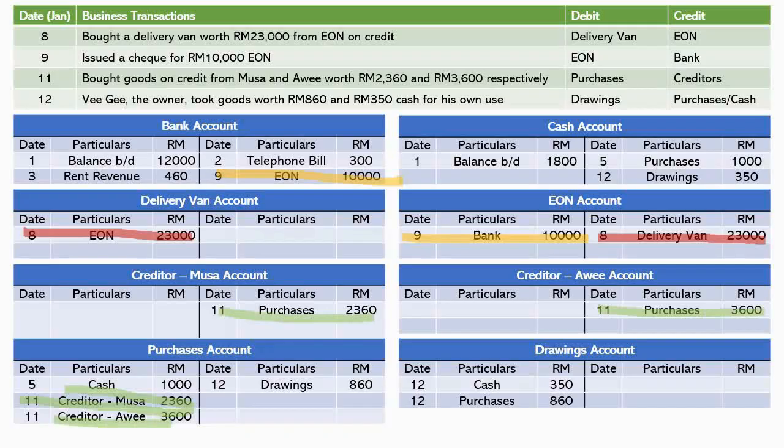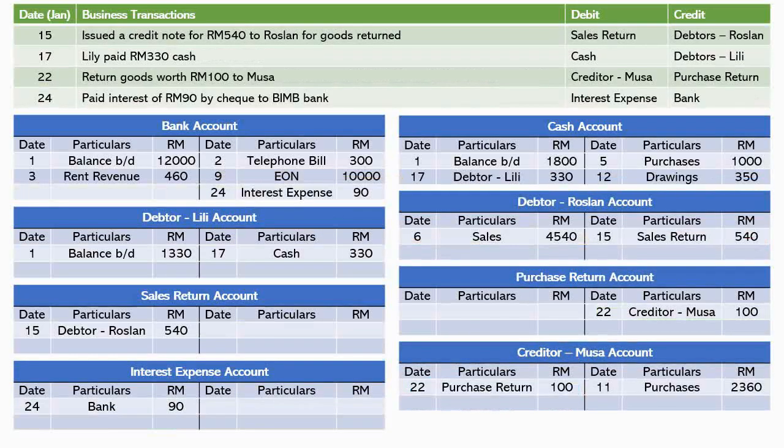Okay. Kemudian 12 bulan saya debit drawing. Ada 2 jenis drawing ya. Saya keluarkan dulu cash. Saya debit drawing, saya kredit cash. Kemudian saya bawa keluar stok, saya kreditkan akaun purchases. Okay. Seterusnya, saya debit sales return, saya kreditkan Roslan. Ni saya sambung daripada akaun sebelum ni ya.